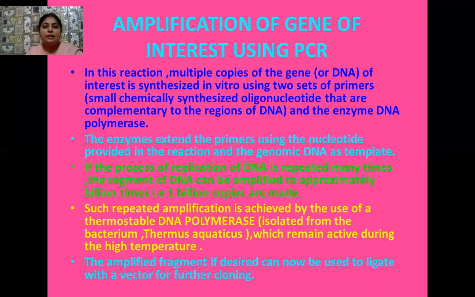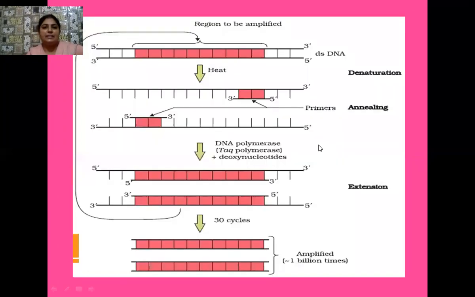Okay students, so how does this technique work? See the diagram on the next page. The first step is denaturation. When you apply heat to this solution, the two strands of the DNA, one with the polarity in the direction 3' to 5' and the other in the direction 5' to 3', open.